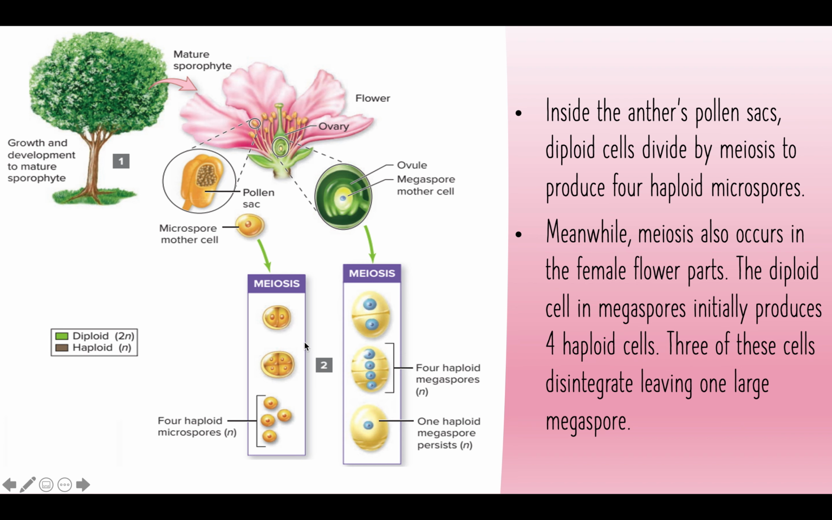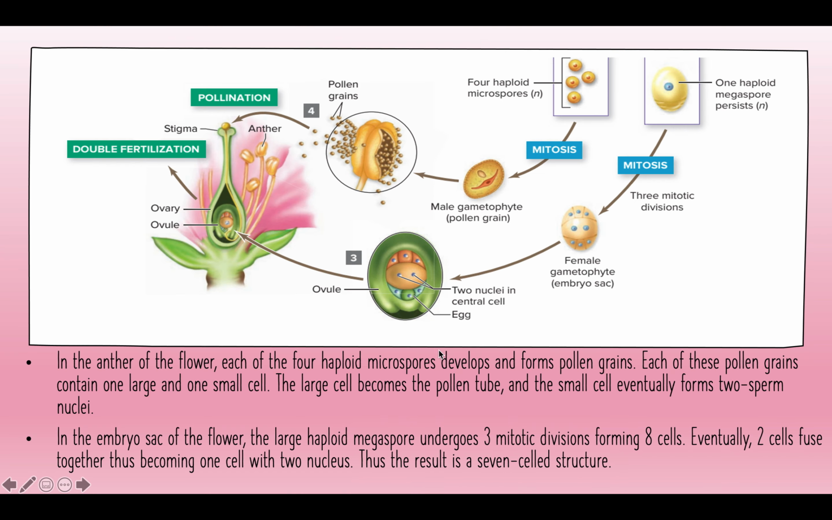So, both of these, the microspores and megaspores, okay, will become sex cells later on, and as you can see, they undergo meiosis. However, the difference is that for the microspore, okay, there are 4 that were formed, and for the megaspore, there is only 1. Now, in the anther of the flower, each of the 4 haploid microspores, okay, develops and forms pollen grains. So each one of these will become a pollen grain.